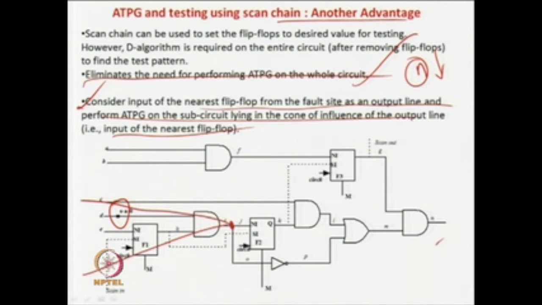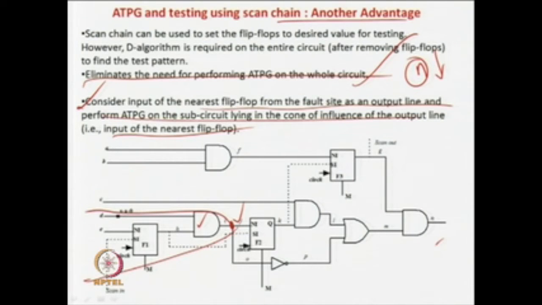So, which gates are involved in this one? This gate is involved, D and E are involved, and this flip flop is involved. So, only this sub circuit is involved in this point. The cone of influence is only about this very small circuit part. So, if I make a cone of influence at this point, I will have only this part of the circuit.